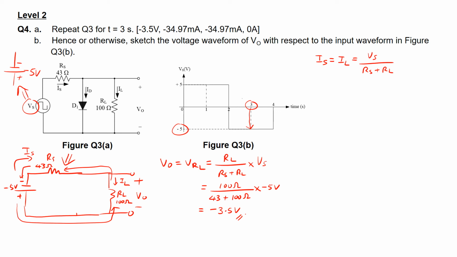Vs is minus 5, RS is 43 ohms, and RL is 100 ohms. So you take minus 5 volts divided by a total of 143 ohms, and you will get a value of minus 34.97 milliamps.